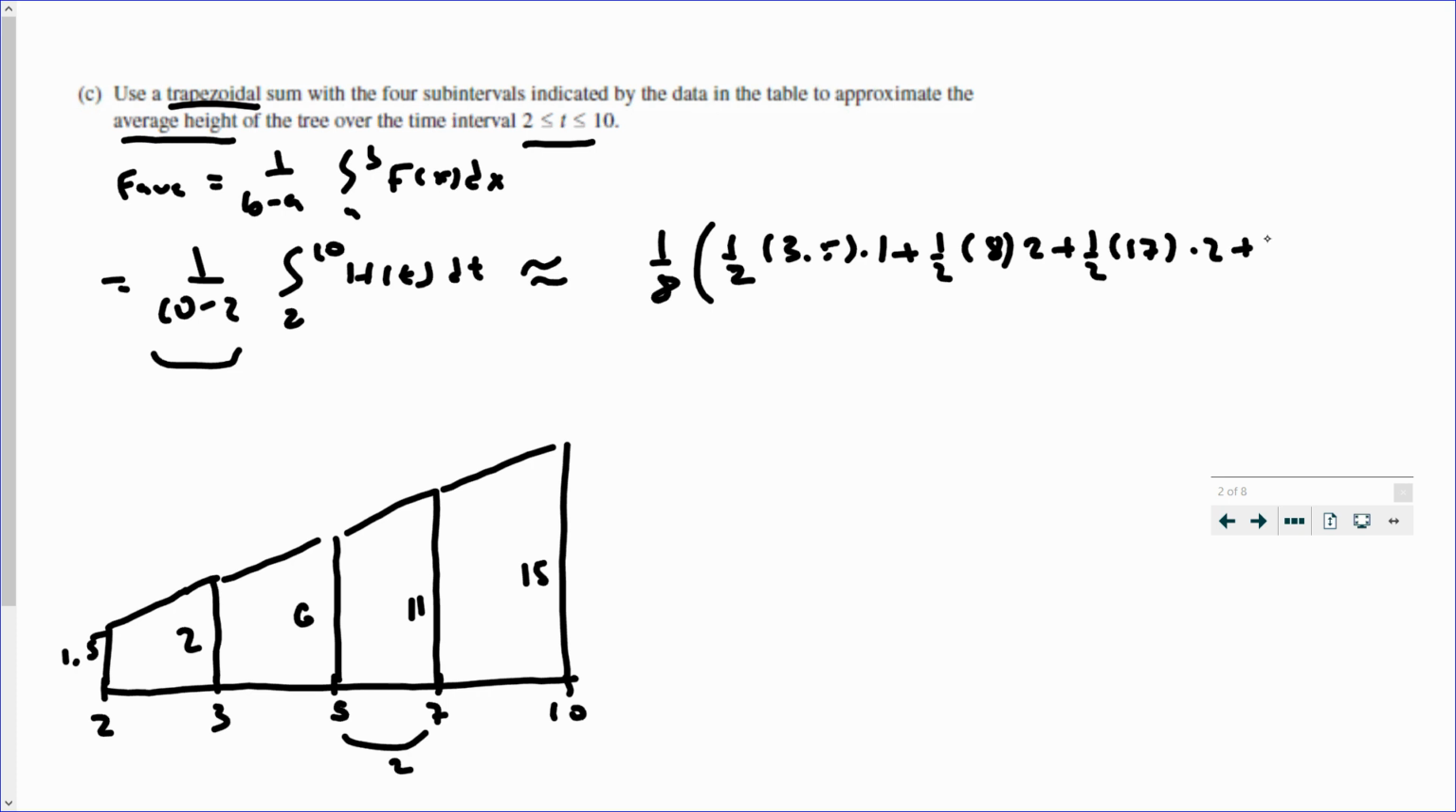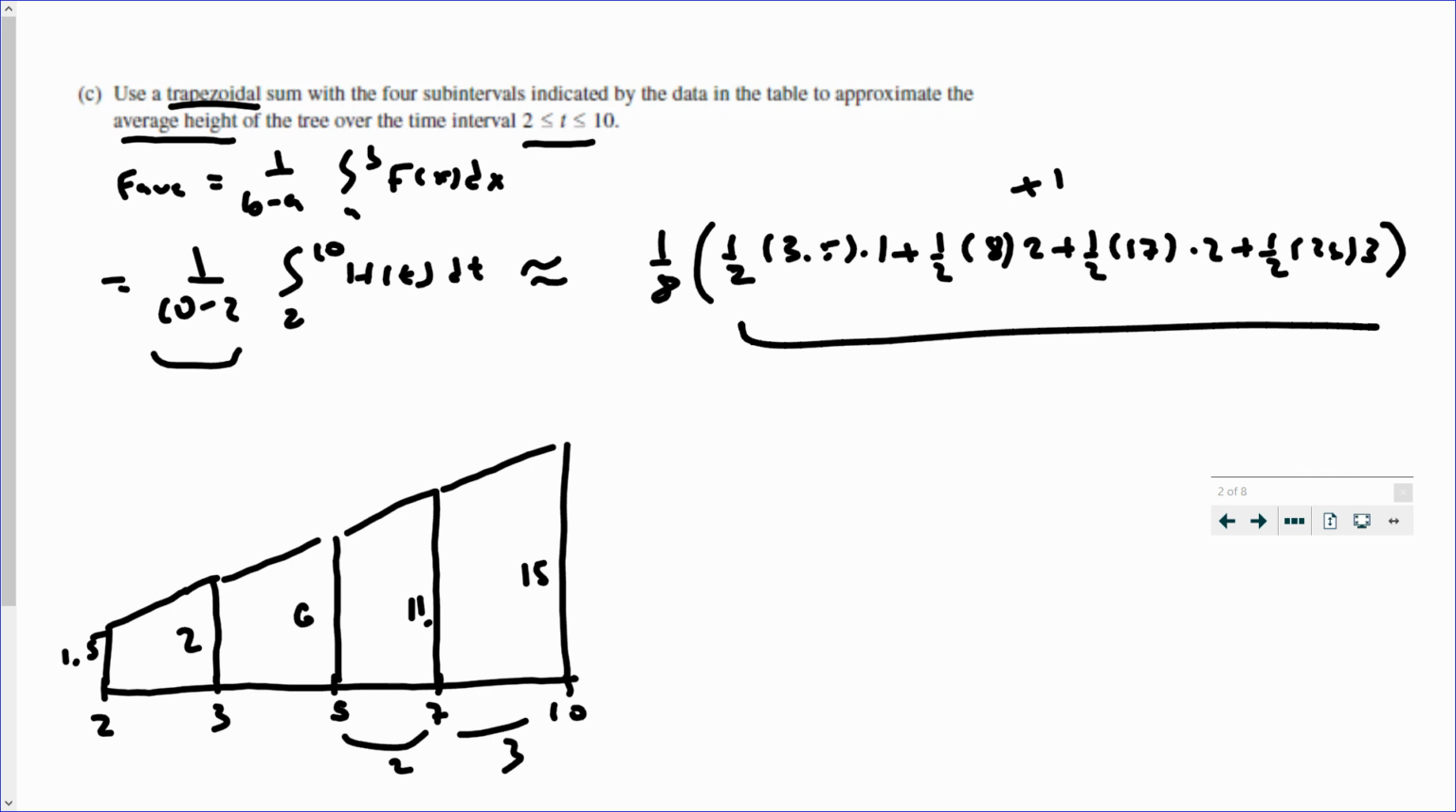And then the last one, 1/2. 11 and 15 is 26. And the width down here is 3. And there we have it. Now you're going to get 1 point for just showing your trapezoids. And then you get 1. Now make sure you include your units, the average height.